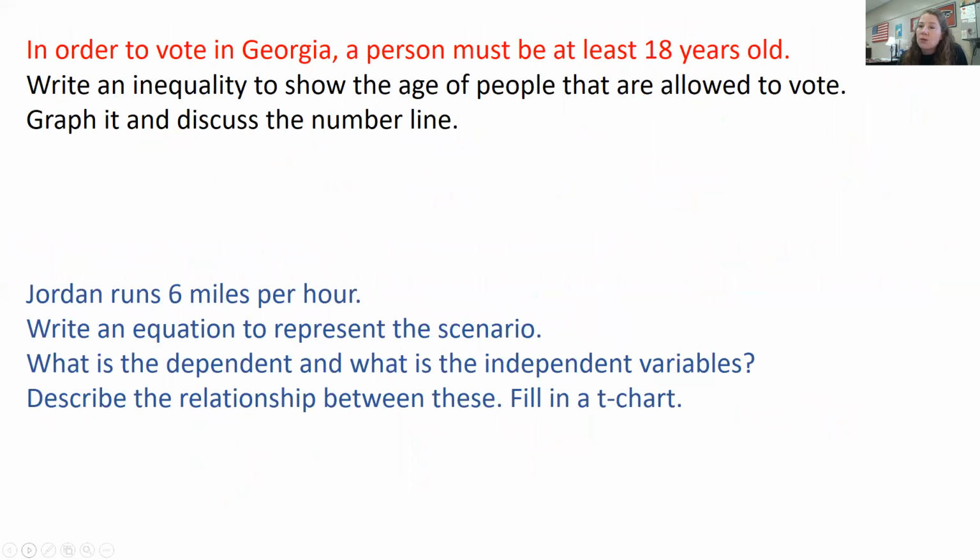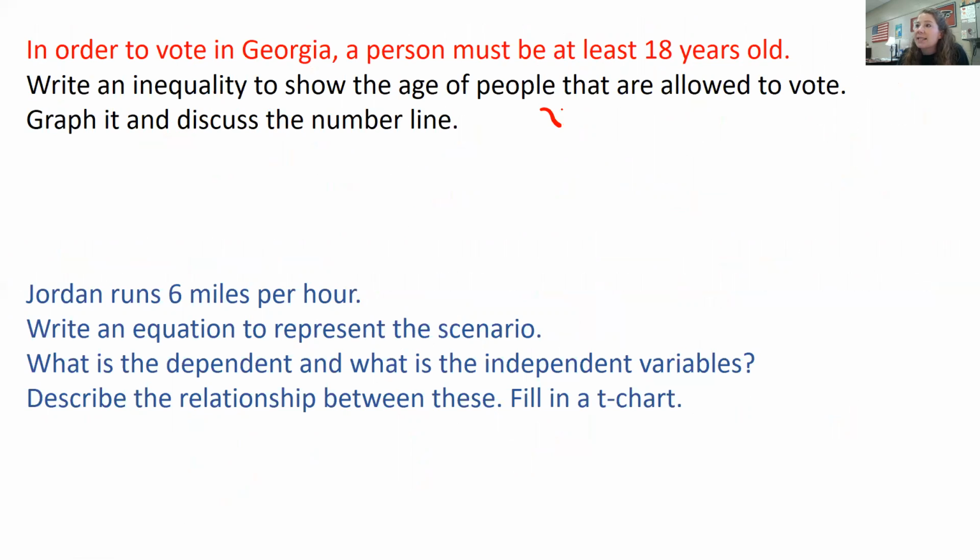The third one: in order to vote in Georgia, a person must be at least 18 years old. Write an inequality. And inequality just simply means we're using a greater than or less than sign, or greater than or equal to, or less than or equal to. Write an inequality to show the age of people that are allowed to vote, graph it and discuss the number line.